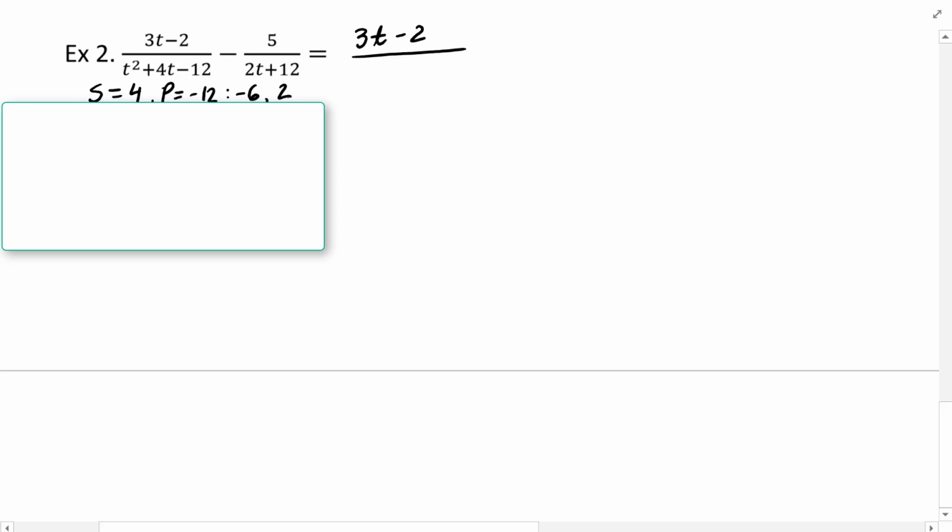Let's see. Well, when we add them, we get negative 4. So let's put 6 and negative 2. So we have t plus 6 times t minus 2, minus 5 over, we factor 2 out and we get 2 times t plus 6. So now that we have everything in factored form, we have to find the LCD.